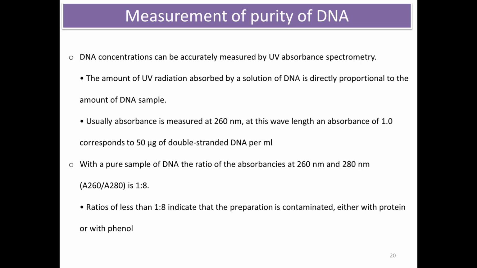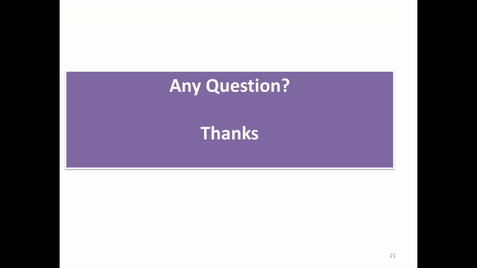Measurement of purity. How can we measure whether DNA is pure or not? DNA concentration can be accurately measured by UV absorption spectrometry. The amount of UV radiation absorbed by a solution of DNA is directly proportional to the amount of DNA in the sample. Usually, absorbance is measured at 260 nanometers. At this wavelength, an absorbance of 1 corresponds to 50 micrograms of double-stranded DNA per ml. With a pure DNA sample, the ratio of absorbance at 260 to 280 is 1.8. A ratio of less than 1.8 indicates the preparation is contaminated with protein or some other compound.